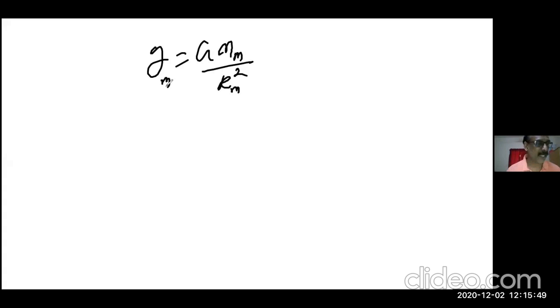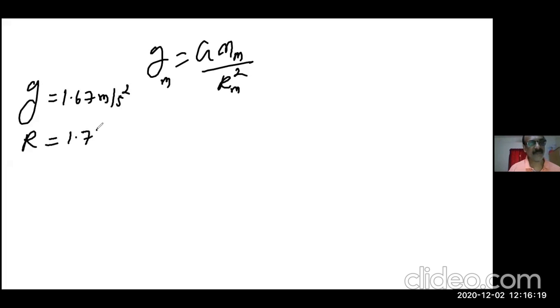Write down. Acceleration due to gravity at the moon's surface is 1.67 meter per second squared. If radius of the moon is 1.74 into 10 to the power 6, find the mass of the moon. So same formula we can apply here.